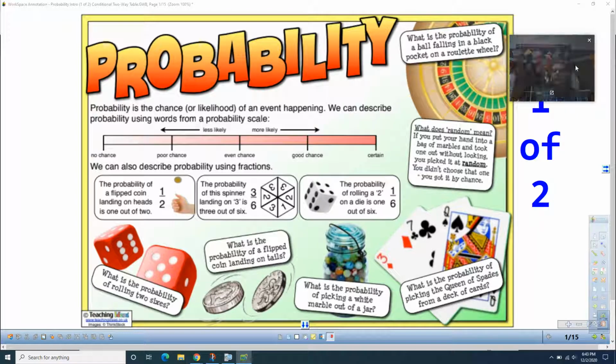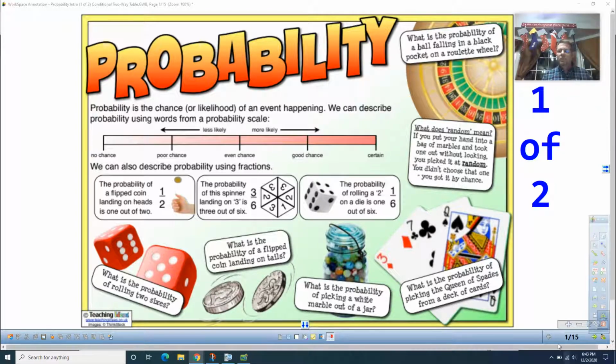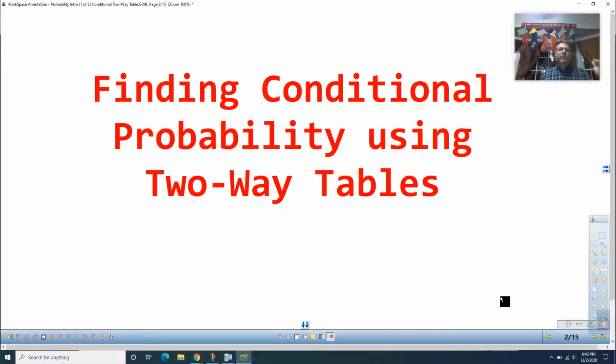Today we're going to be talking about a little bit of an introduction to probability. Y'all know about probabilities, the chances of things happening. Probability is the chance or likelihood of an event happening, and we can describe it using words from a probability scale. You're familiar with probability to a certain degree, but we're going to focus on finding conditional probability using two-way tables.